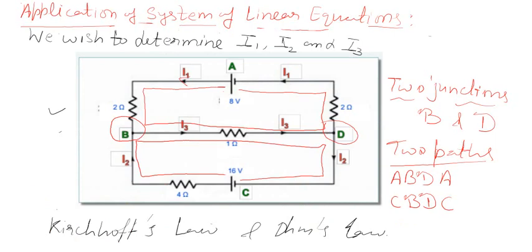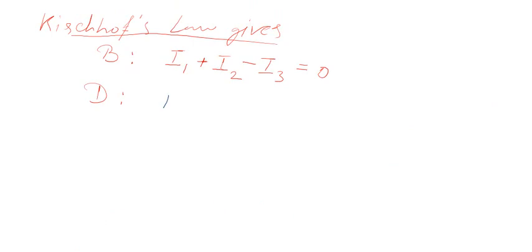Now look at junction D. I3 is entering junction D and it is exiting in two parts, I1 and I2. So I3 must be equal to I1 plus I2, and you get the same equation for junction D. These together give you one equation: I1 plus I2 minus I3 equals 0.